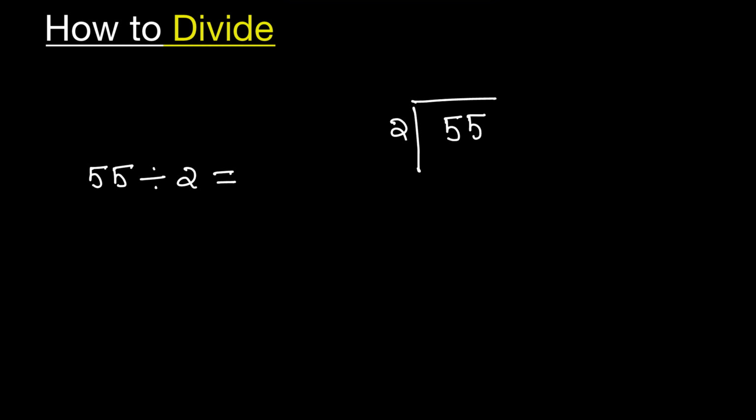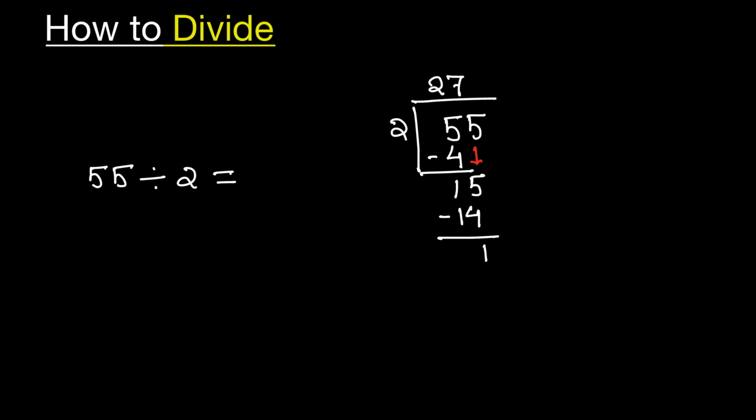We know that 2 times 2 is 4. Subtract, we get 1. Now 1 is less than 2. That is why we need to bring down this adjacent 5 here. And we know that 2 times 7 is equal to 14.